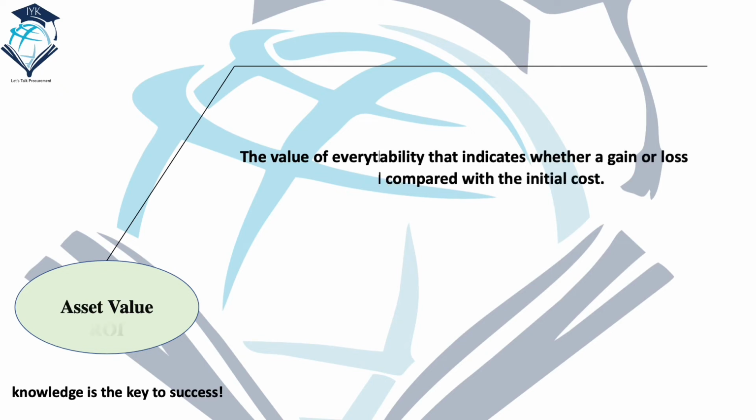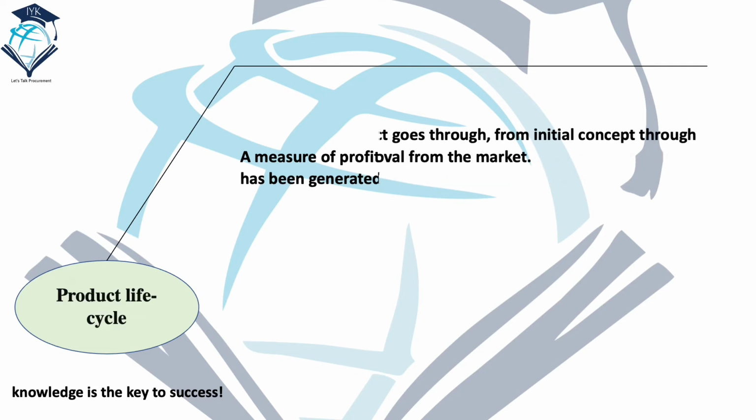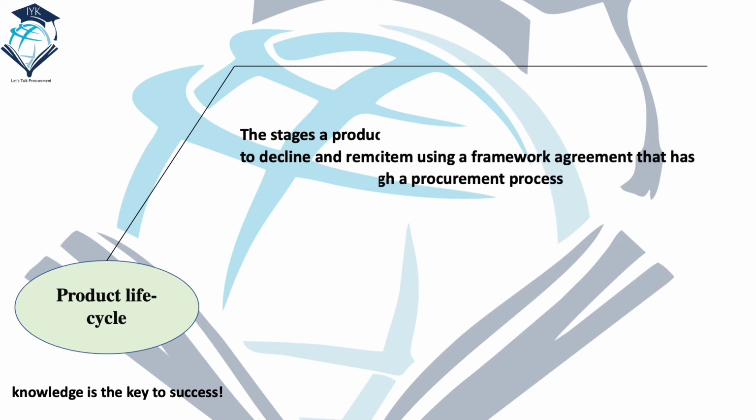ROI is return on investment. The measure of profitability that indicates whether a gain or loss has been generated compared with the initial cost is known as return on investment. Product cycle. Product life cycle. The stages a product goes through from initial concept through to decline and removal from the market is known as product life cycle.